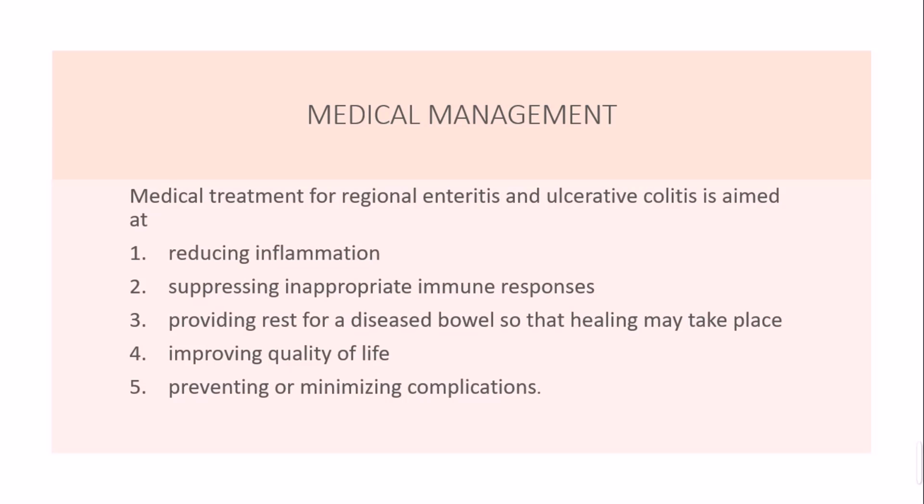which is, first, reducing inflammation. There is inflammation in your bowel wall and intestinal wall, which is causing the problem, so we need to identify and tackle that problem. We'll give some anti-inflammatory drugs and corticosteroids to the patient to reduce the inflammation. Then, suppressing inappropriate immune responses. Since we know there is an autoimmune reaction in the person's body, we need to suppress that hyperactivity of the immunity.